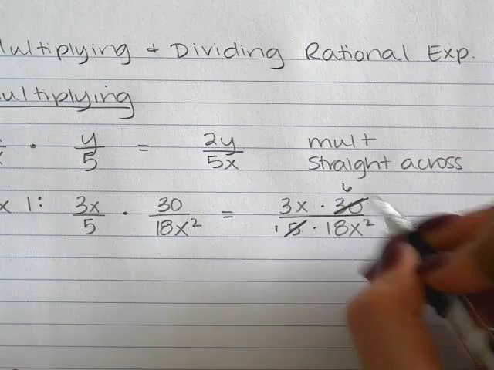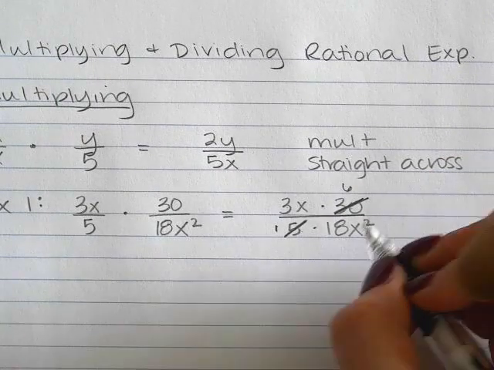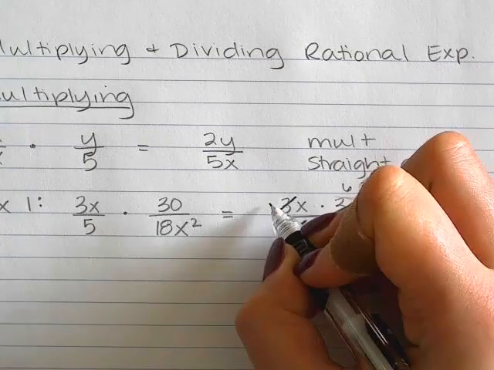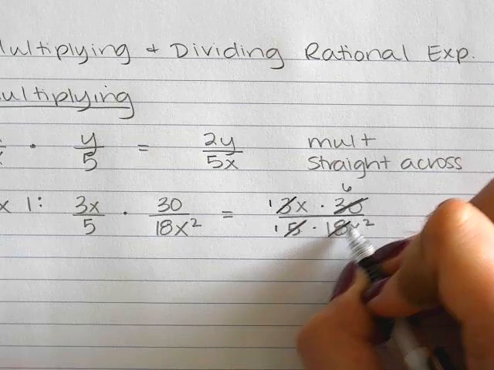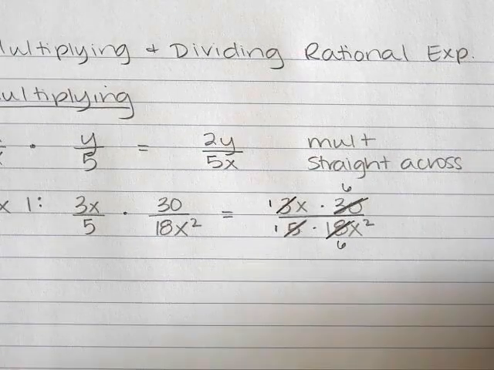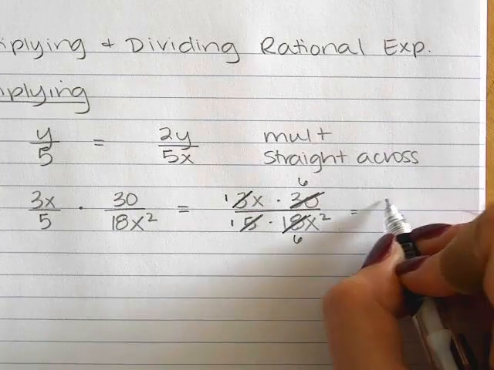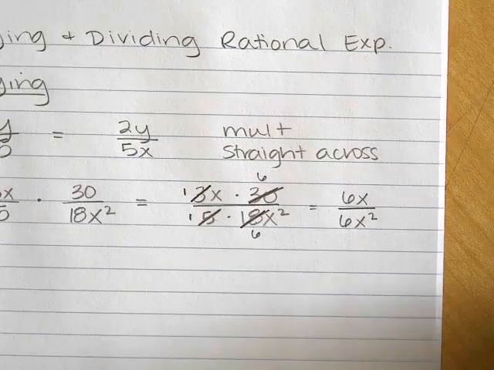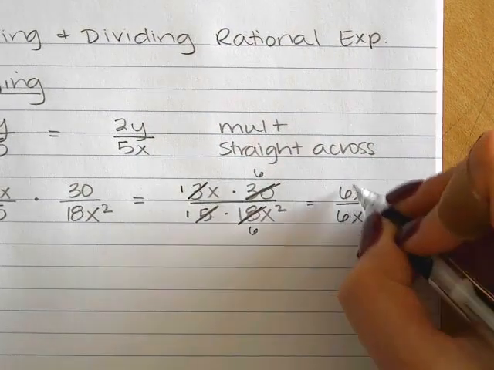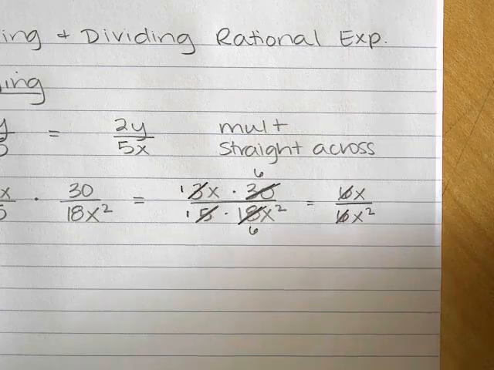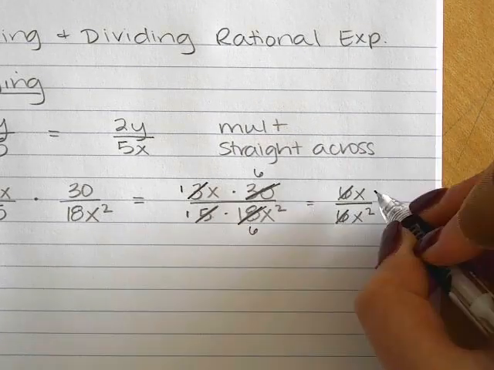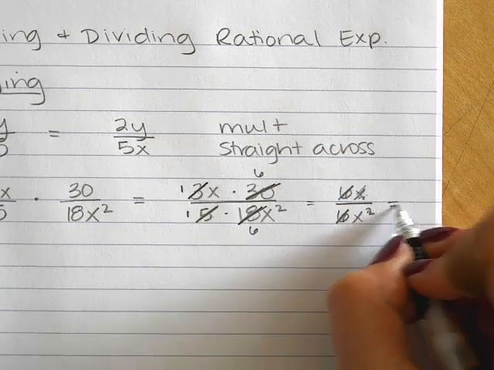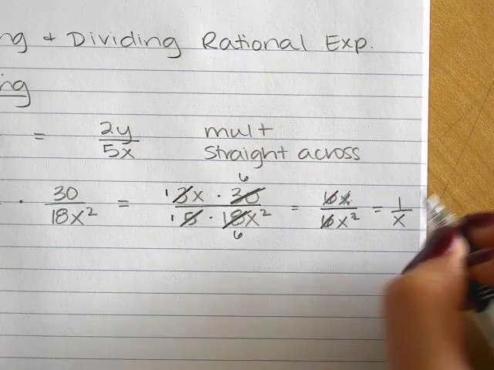I could look at the 3 and the 18, and I could say, oh, 3 and 18 both have a common factor of 3, so 3 divided by 3 is 1, and 18 divided by 3 is 6. Okay, so at this point I have 6x on the top and 6x squared on the bottom. So now the 6's would divide to equal 1, and then there's an x on top and 2 x's on bottom, so one of these will cancel with one of those, and so my result is 1 over x.